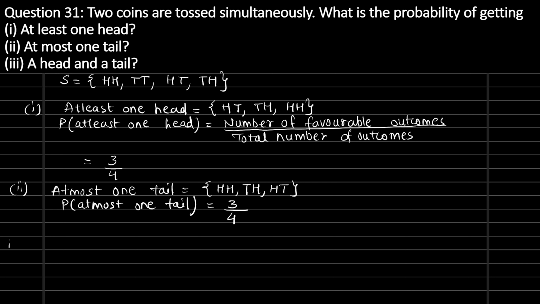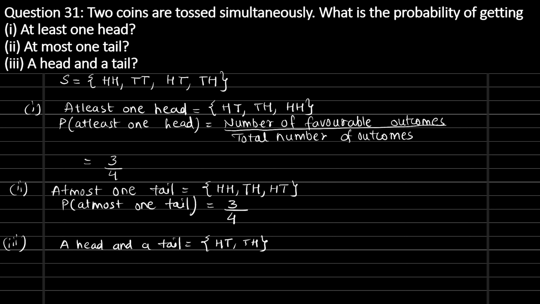Now, the third part is a head and a tail. What are the possible outcomes which are going to satisfy this, a head and a tail? We will be having head tail and tail head, right?